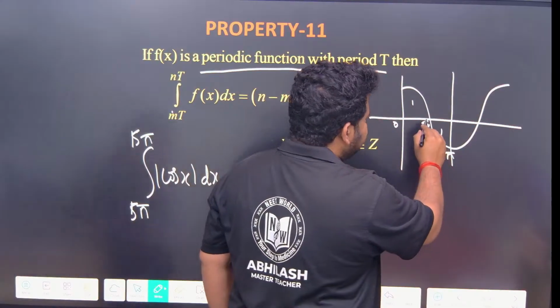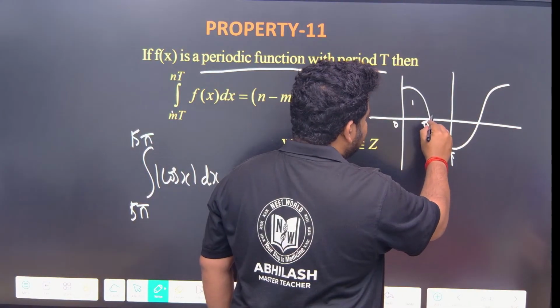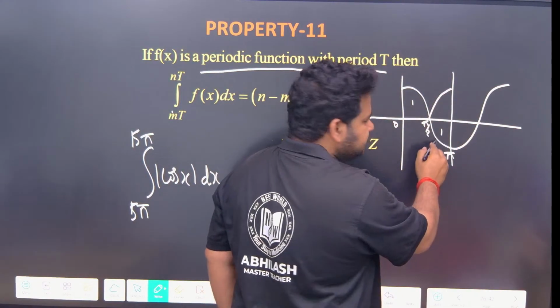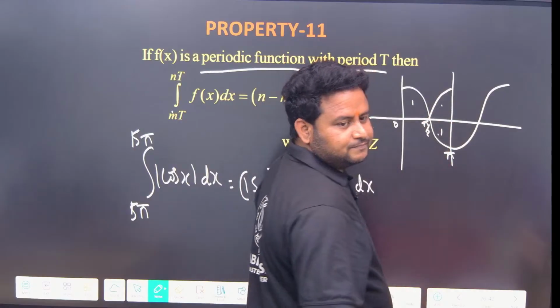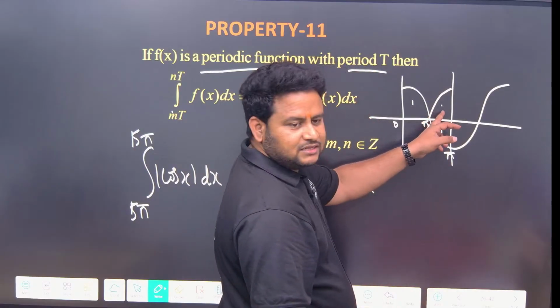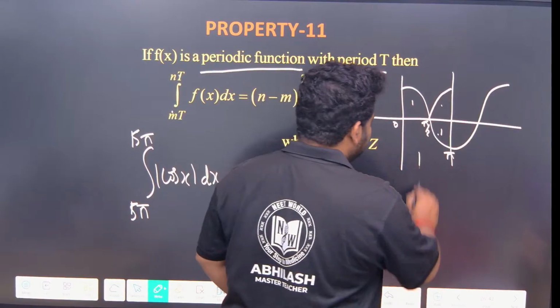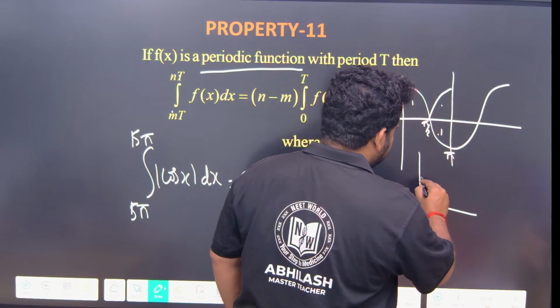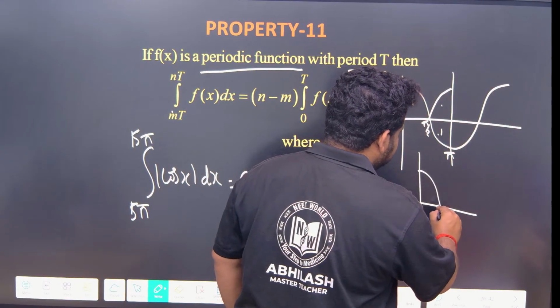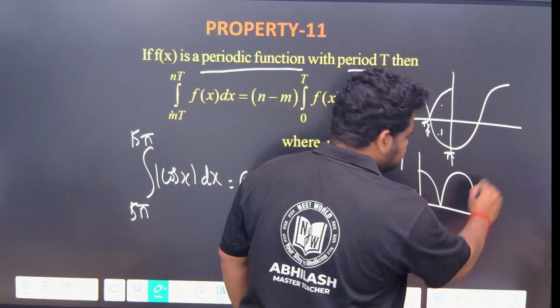But what will happen is, this will be coming here only. Why? Since it is a mod function, it will be coming like this. So when it comes to the cos curve, it will be coming like this. It goes on like this.